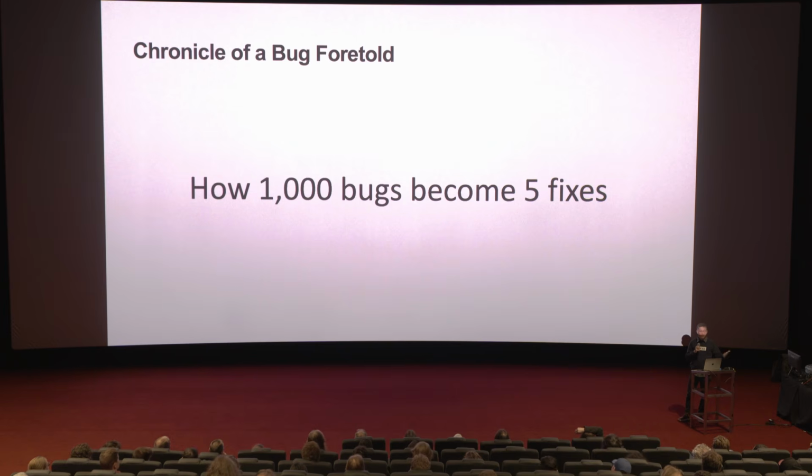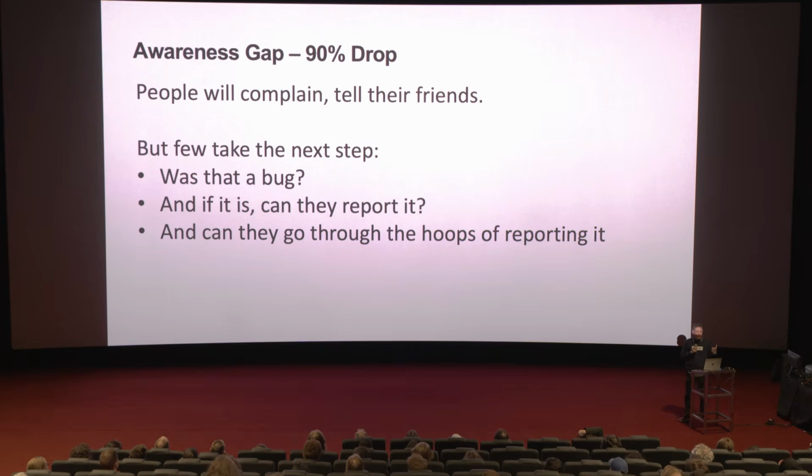You have 1,000 bugs happening to your users. Well, and you only get to fix 5 of those. And here's what happens. It's very sad. So the first drop that happens, and I'll put the links to all the papers that show this, but the biggest problem that you have is what is called the awareness gap. So people that notice that something is wrong with the product and decide that they're going to complain on social media, or maybe find a bug reporting site, or maybe join Discord and say, hey, there's a bug in the product, you get a 90% drop rate there.